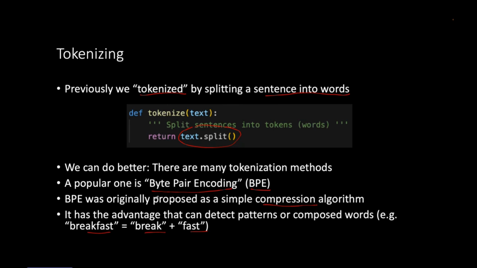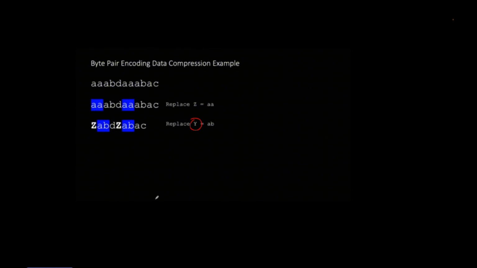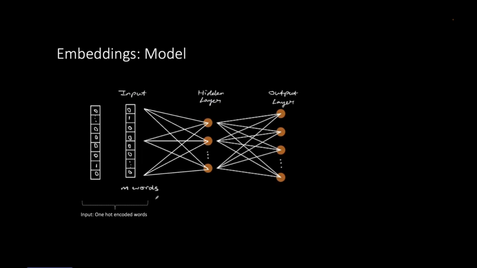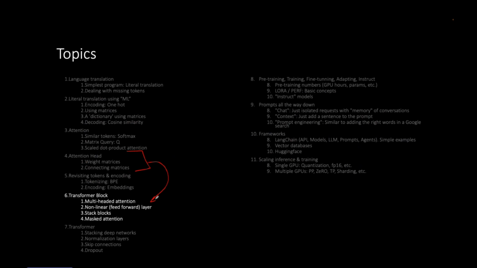And then we improved the tokenization, and we improved the one-hot encoding by using embeddings. And next, we're going to do a transformer block.